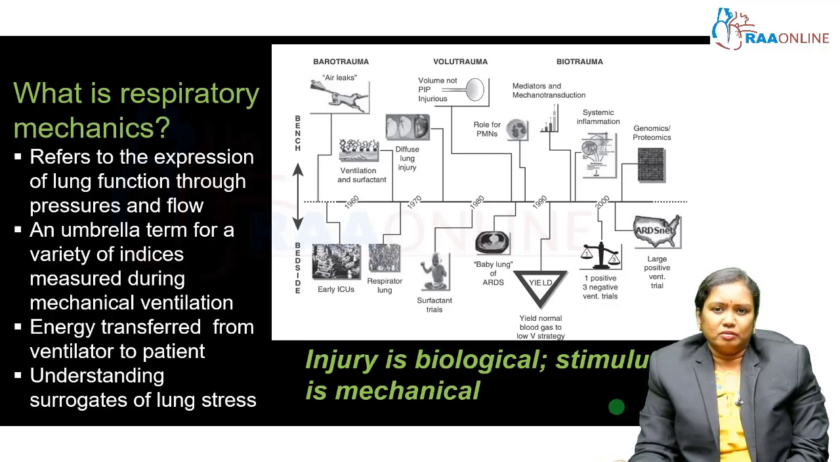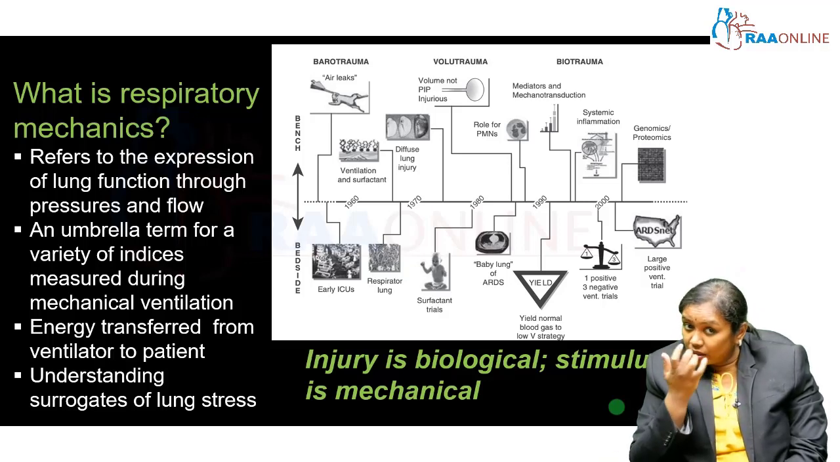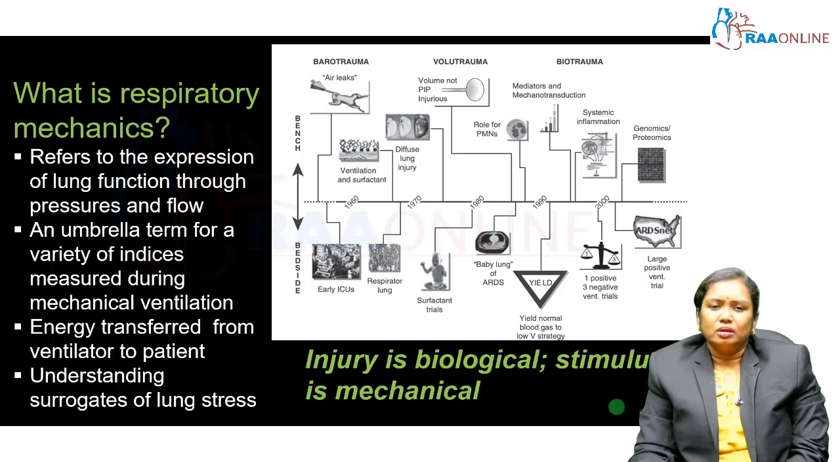It refers to an expression of lung function through pressures and flow. It's an umbrella term for a variety of indices measured during mechanical ventilation. It indicates the energy transferred from the ventilator to the patient. So it helps us to understand the surrogates of lung stress. There are a lot of ways in which the lung can be stressed when the patient is on a ventilator. It is by barotrauma, by volutrauma, and ultimately all these types of trauma lead to biotrauma. The injury is biological, but the stimulus is mechanical. Hence, respiratory mechanics is very important. It's a very important concept for the intensivist to understand.